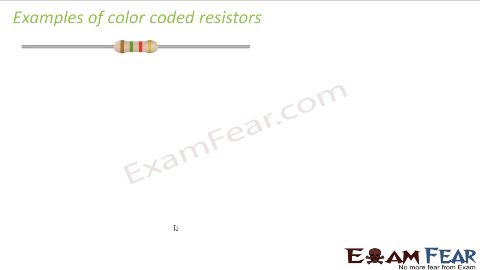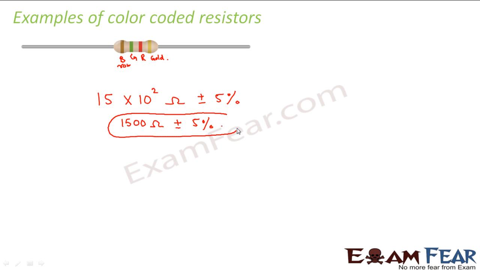Let us look at some examples. Let us suppose we have this carbon resistor. So this is brown, this is green, this is red, and what is this? This is gold, right? So what does brown stand for? Brown is 1. What is green? Green is 5. So I got the first two significant figures. The third one should be the decimal multiplier. So into 10 to the power red. What is red? Red is 2. So into 10 to the power 2 ohms plus minus 5%. So this is nothing but 1500 ohms plus minus 5%. So this is the value of your resistance.